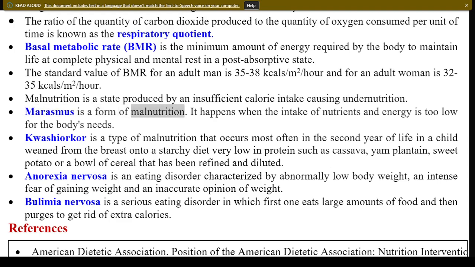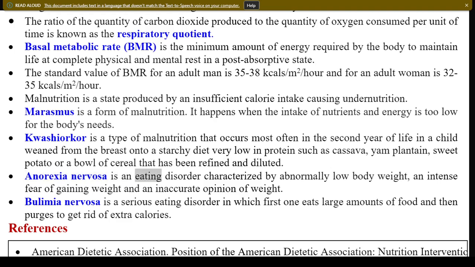Marasmus is a form of malnutrition. It happens when the intake of nutrients and energy is too low for the body's needs. Kwashiorkor is a type of malnutrition that occurs most often in the second year of life in a child weaned from the breast onto a starchy diet very low in protein such as cassava, yam, plantain, sweet potato, or a bowl of cereal that has been refined and diluted.